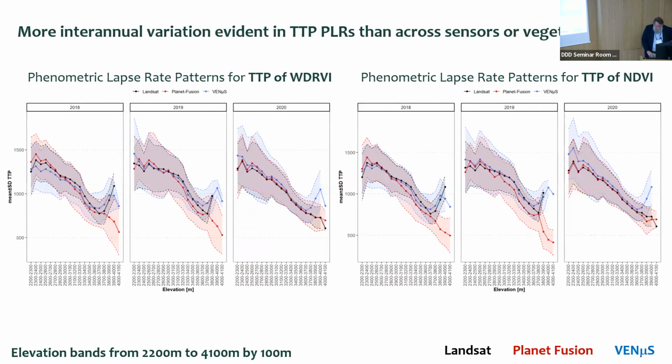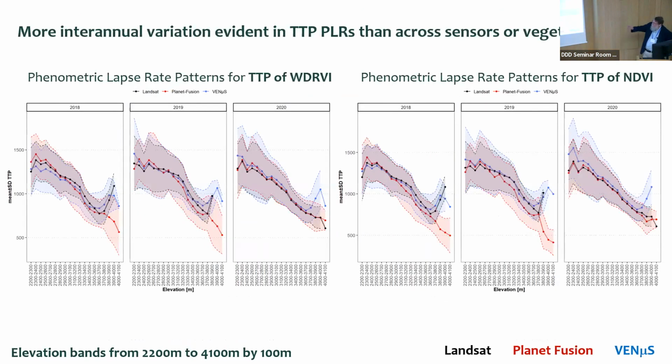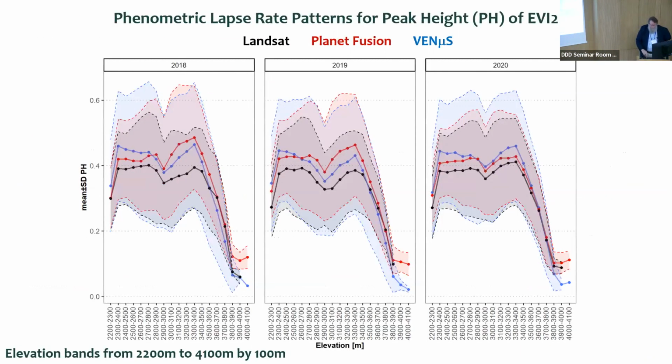That was for EVI2. If we look at wide dynamic range or NDVI, it's a similar situation. Things are different, but similar. Now we move on, and this is for peak height. In contrast to the thermal time to peak, which we would expect to decrease as we go up in elevation because it becomes cooler, the peak height is much more stable.